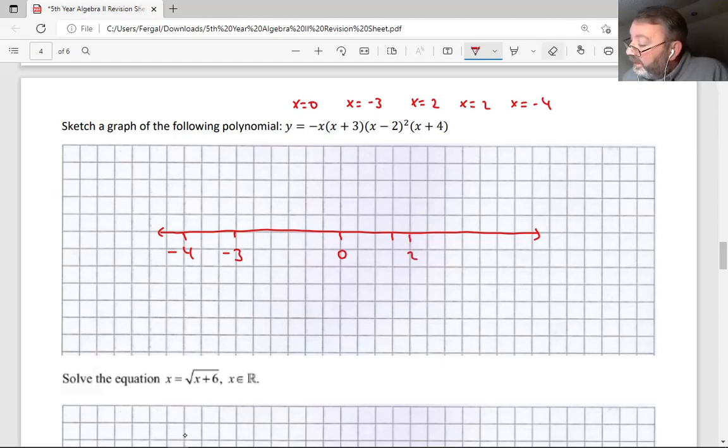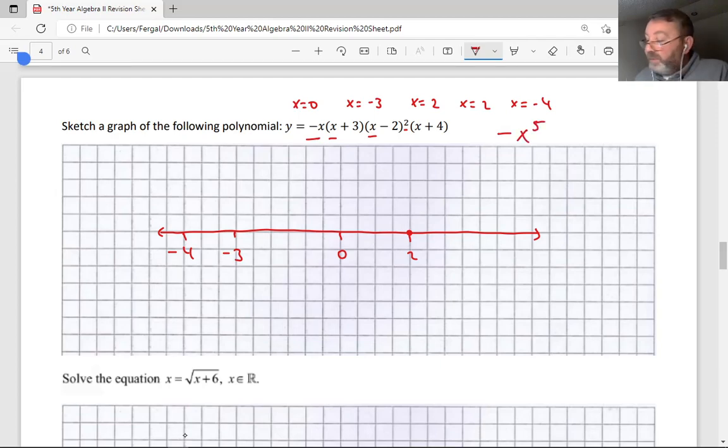Okay. So they happen to be my roots. That's where the graph interacts with the x-axis. Okay, it passes through 0, it passes through minus 3, it turns on 2. Now that's key. So there's going to be a turning point there, and then minus 4 is going to pass through as well. So the way in which we find out what the arms do is by just multiplying out the x's. Minus x by x is minus x squared. Minus x squared by x squared is minus x to the 4. And minus x to the 4 by x is minus x to the 5.